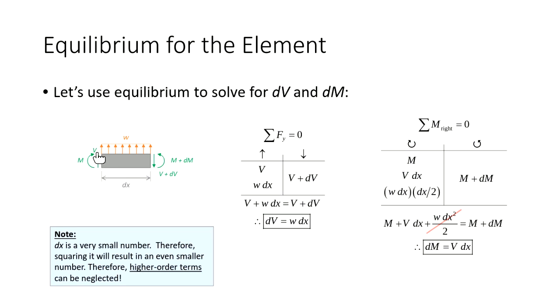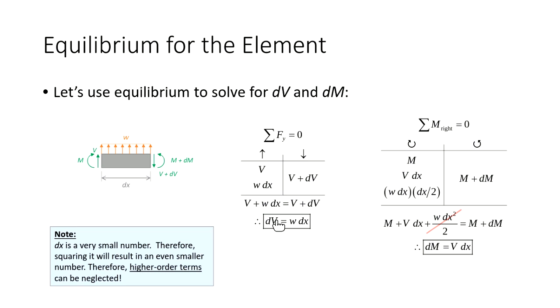If I look at my free body diagram, what do I have? I've got V going up, I've got V plus dV going down, and then what do I have here? Well, it's not w going up. Remember, this is a distributed load. So how do you idealize a distributed load as a force? It's the load times the length. So the distributed load w times the width, dx. So instead of w going up, it's w dx. So V plus that distributed load going upwards equals this component going downwards. I can solve for dV as equal to this.